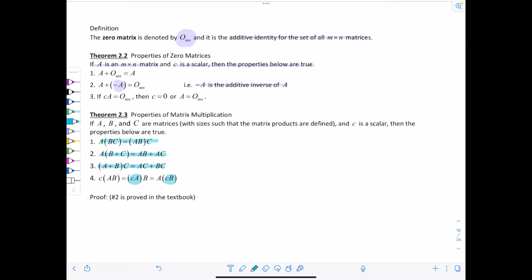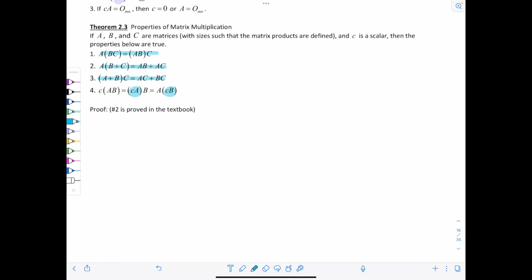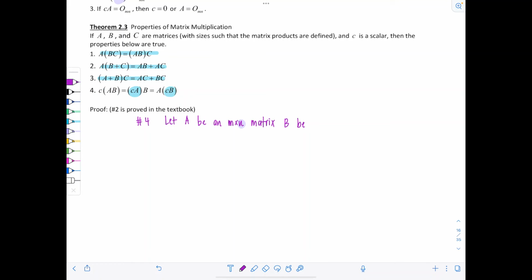so what we're going to prove right now is property 4. We have to make sure that the matrix multiplication A times B is well defined. So we're going to let A be an M by N matrix. We don't know what size it is. B doesn't need to necessarily be the same size, but in order for us to be able to multiply A and B, remember the number of columns in A has to match the number of rows in B. So we'll say matrix B is an N by P matrix, okay?